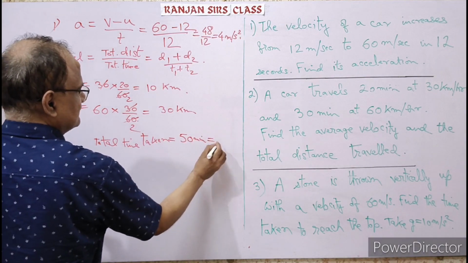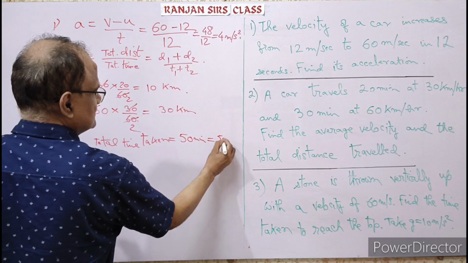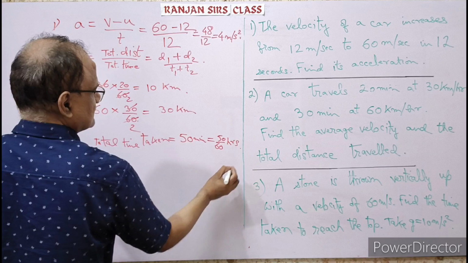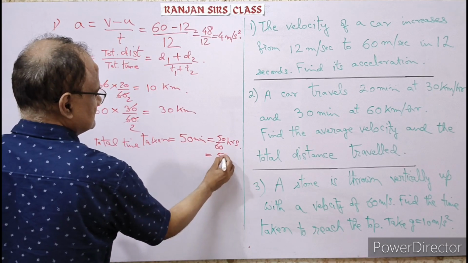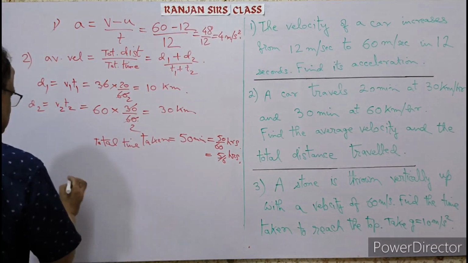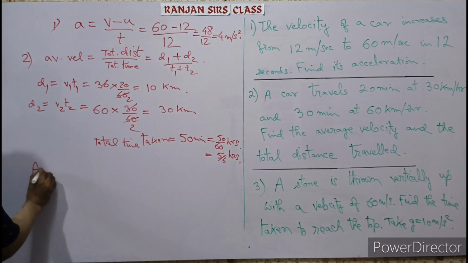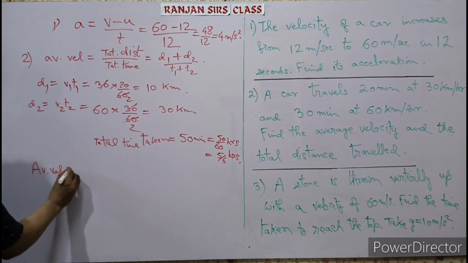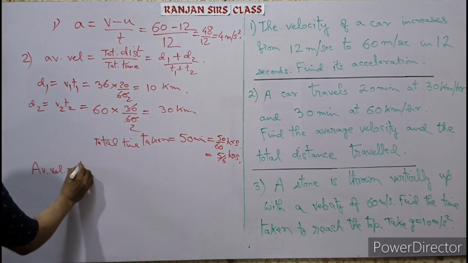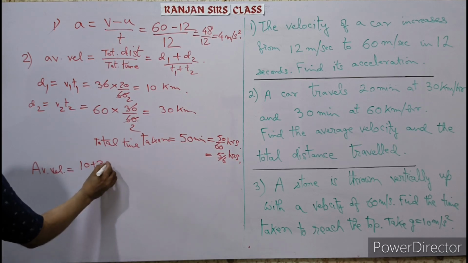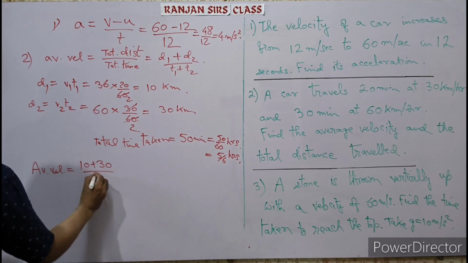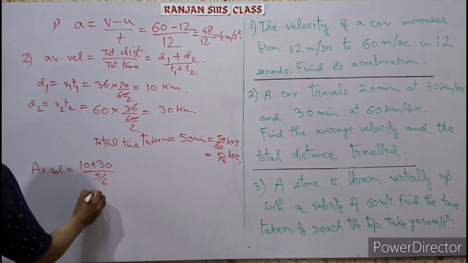So if I write it in hours, I have to convert into hours. So it will be 50 divided by 60 hours, or 5 by 6 hours was the total time taken. Now we are in a position to find the average velocity. Write down: average velocity is equal to total distance, d1 plus d2, that is 10 plus 30, and total time was t1 plus t2, that is equal to 5 by 6 hours.